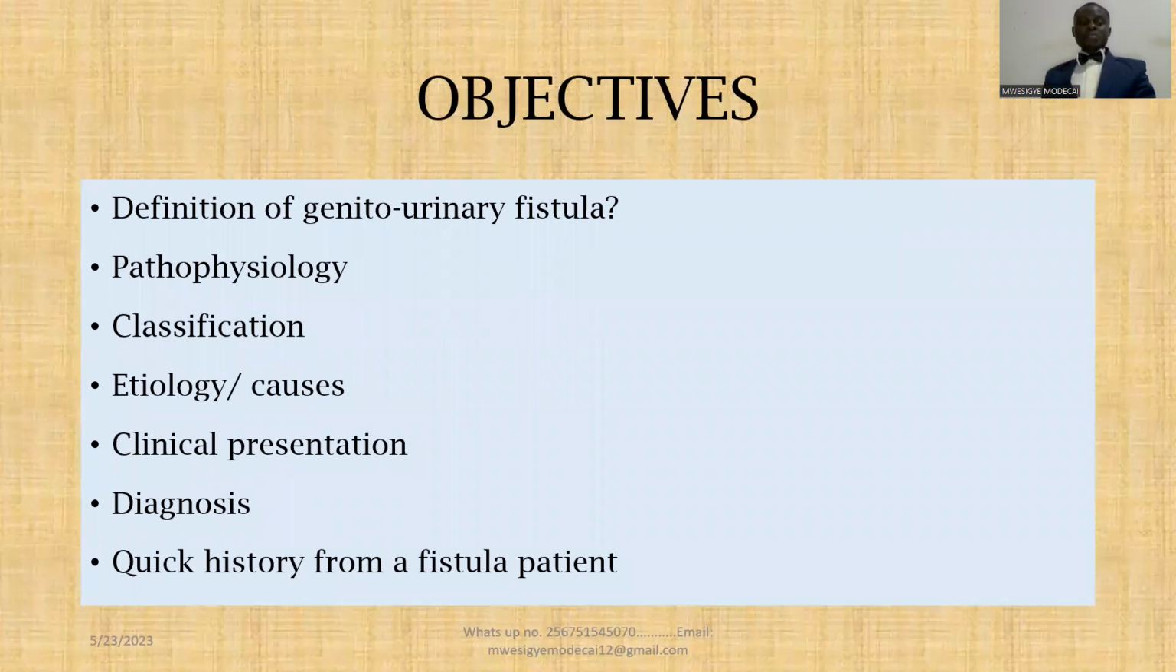As for today, we are going to look at the following objectives. We are going to define a genitourinary fistula. We shall look at the brief pathophysiology, the classification, the etiology of genitourinary fistula, the clinical presentation, the diagnosis, and also the quick history that one can get from a fistula patient. Once we fulfill all those objectives, we shall call it our video for today.